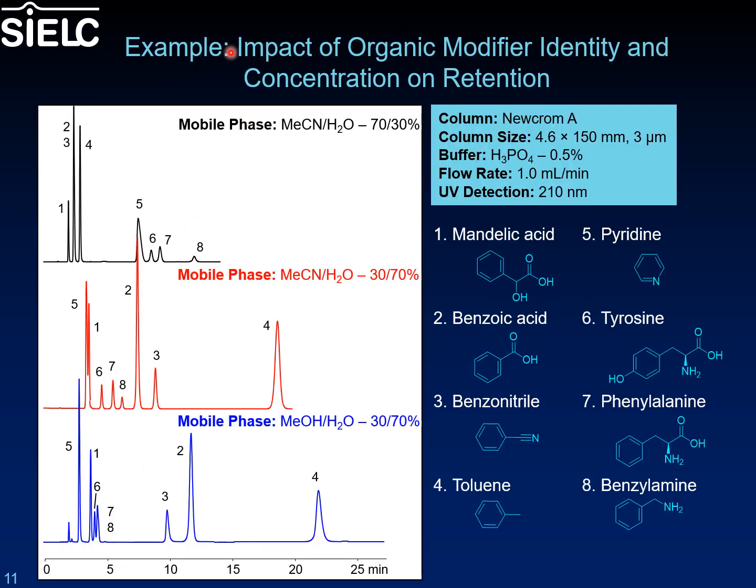Here, we have shown an example of the impact of the organic modifier identity and the concentration of said organic modifier on column retention. For this example, we're using a Newcrom A column, and we are separating a mixture of different acidic, basic, and neutral compounds under these conditions. In the first example, we are making use of a mobile phase that is 70% acetonitrile in water. Under these conditions, most compounds elute early in the column, with some poor separation later on in the column.